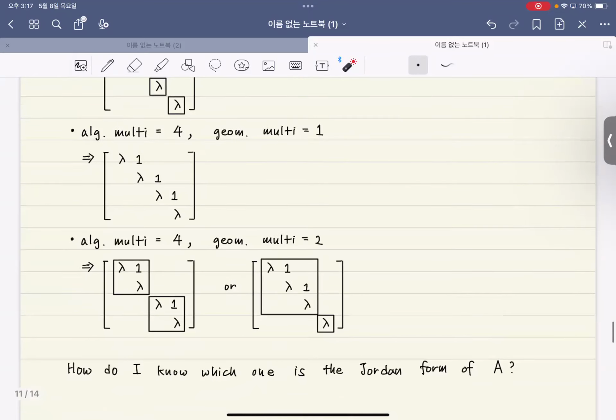And the most tricky case is algebraic multiplicity 4 and geometric multiplicity 2. Then I will need to have 2 Jordan blocks whose sizes sum to 4. But I have these two cases. So then either this or that, right? Now, which one is true? How do I know which one is the Jordan form of A? This will be discussed in my next lecture. Okay.